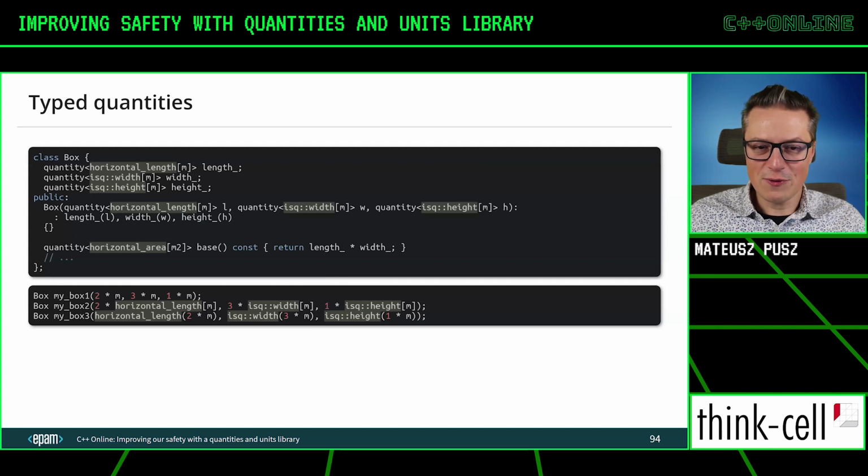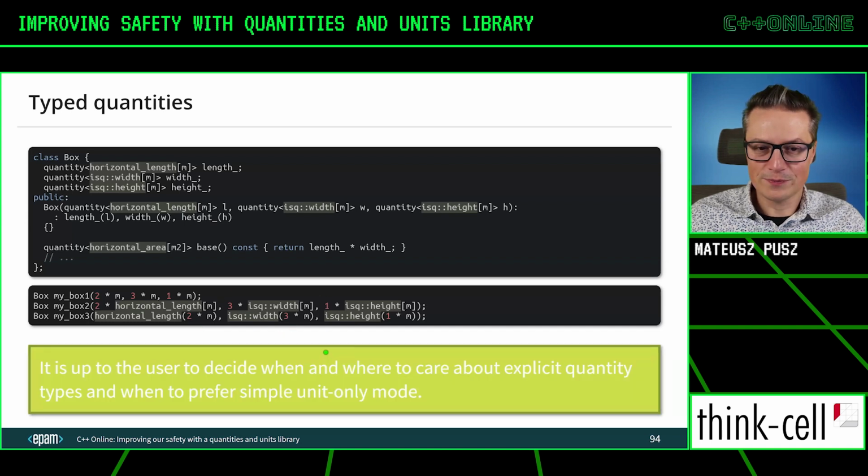If you want to be type safe, you can be type safe, and then if you reorder those arguments, you will get a compile time error. And it's up to the user to decide where you want to be type safe and when you want to be in so-called simple mode, easy mode, if you want to type less, but has lower safety.